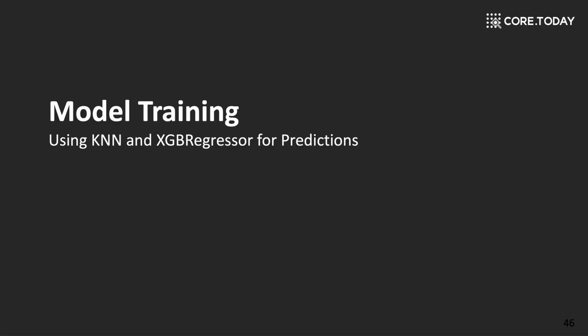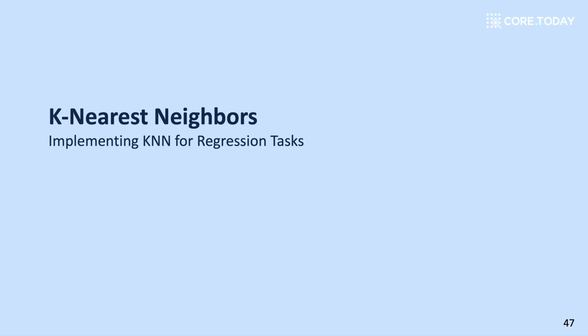Now that we've prepared and explored the dataset, it's time to dive into model training. We'll experiment with two different types of models: K-nearest neighbors, KNN, and XGBRegressor. These models allow us to analyze the data at both ends of the spectrum: KNN for its simplicity and XGBRegressor for its advanced scalability and performance potential. Let's first explore k-nearest neighbors, a foundational algorithm for regression.